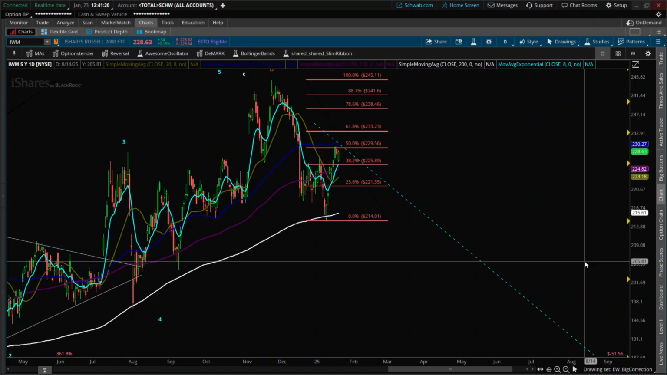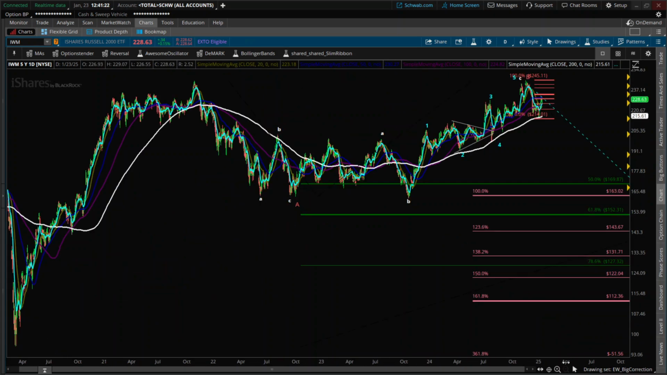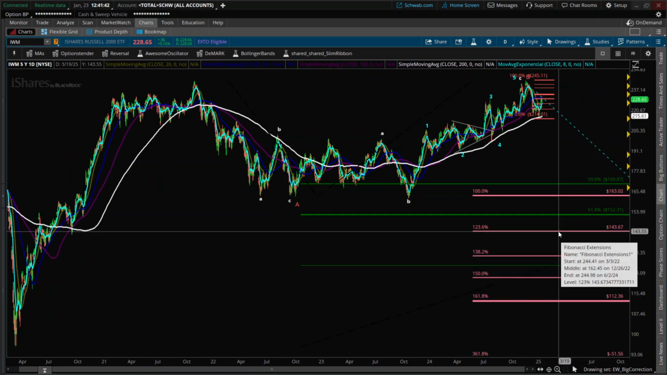Okay. So big picture, we're still looking at this being an A, a B here, and then a C much lower. Could be the 100%, could be whatever. We have our extensions out here. I'm not looking at price targets right now, but just a large C for this to be the first degree A. And then we have the rest of the market, whatever it wants to do.